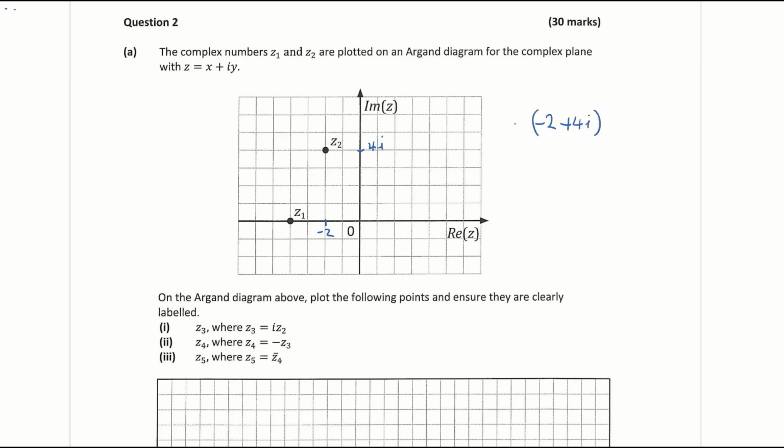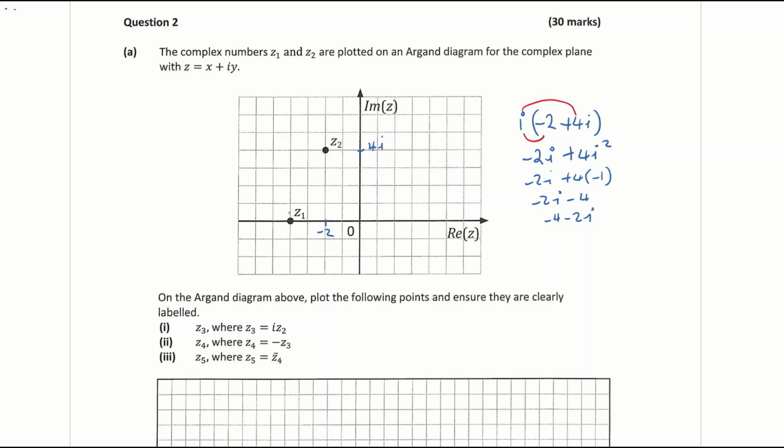And I want to multiply that by i. Now a quicker way of doing this is just the knowledge that multiplying by i rotates anti-clockwise by 90 degrees, but let's do it this way just to show. So that becomes minus 2i plus 4 times minus 1, which is minus 2i minus 4, which is the same as minus 4 minus 2i. Now if we plot that on the Argand diagram, where would that go?